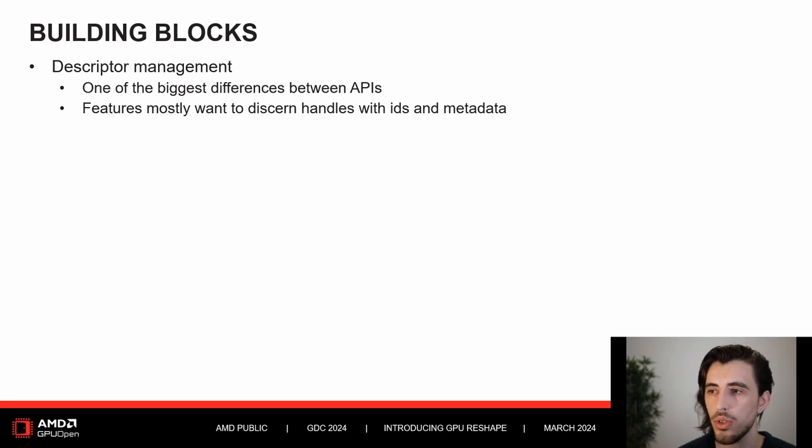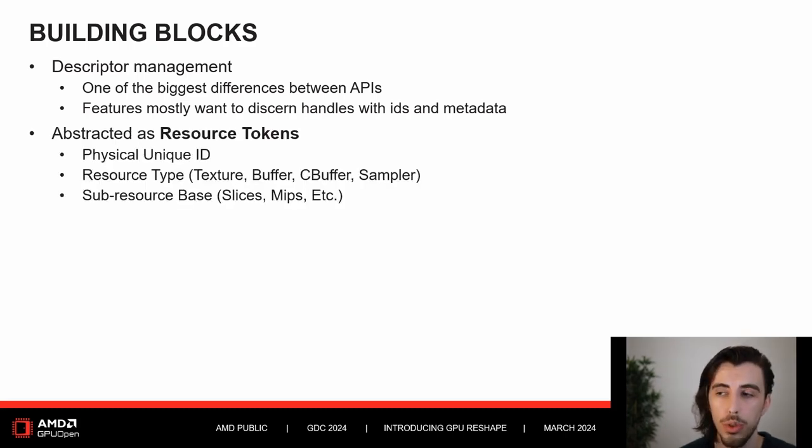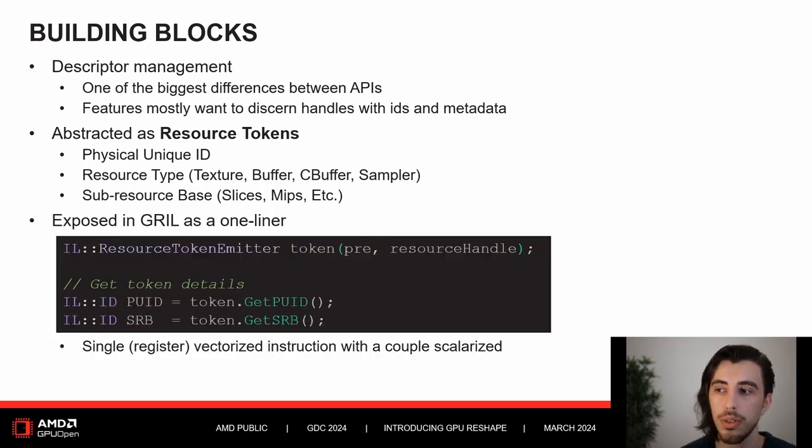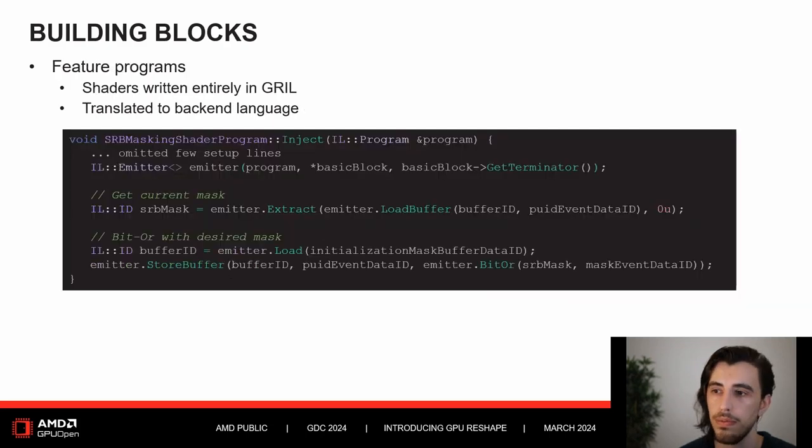Descriptor management is also one of the biggest differences between the APIs, but usually validation features just want an ID and some metadata. So enter resource tokens, providing a global ID and a little bit of metadata about it, such as the resource's type and related. This too is exposed as a one-liner through the resource token emitters that gets compiled to a single register-wise, vectorized instruction and a couple scalarized, something I'm quite happy with. And with this, most features can do their work.